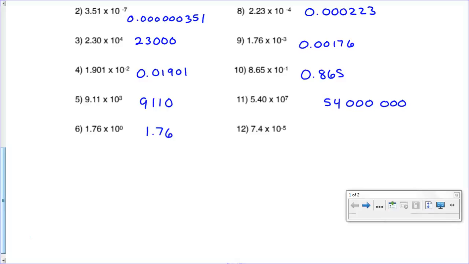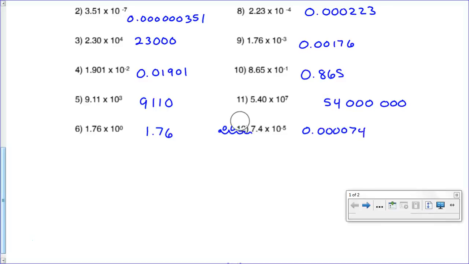All right, 7.4 times 10 to the negative 5th. This is going to be a small number, bumping it over 1, 2, 3, 4, 5 spots. All right, that's going to have 4 zeros that we need to add there. All right, and then that extra 0 up front, 0.000074.